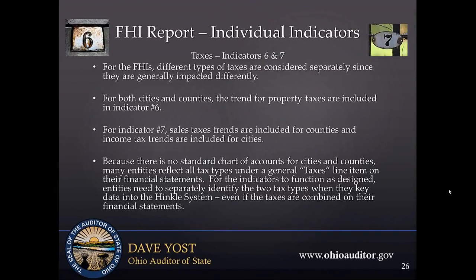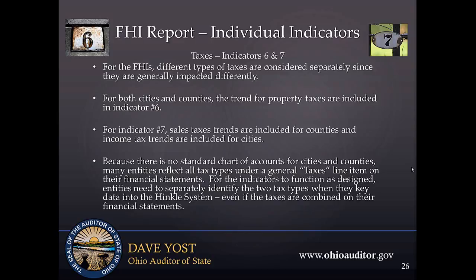Indicators 6 and 7 are related to taxes. We have different types of taxes considered separately since they are generally impacted differently. For both cities and counties, the trend for property taxes is included in indicator 6. For indicator 7, sales tax trends are included for counties and income tax trends are included for cities.